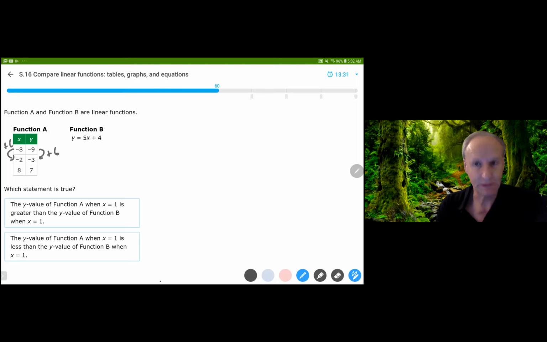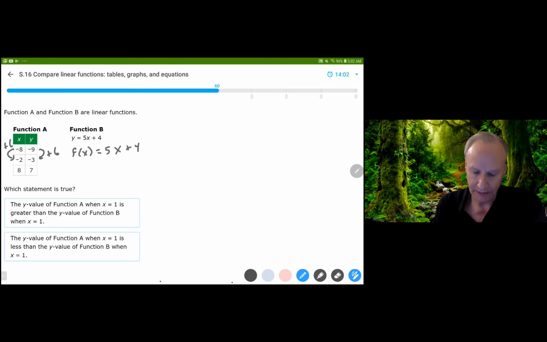So I'm going to need the equation of function A in order to find out the value when x equals 1. Basically, here's what they're asking for. They want to know what is the value of function B and function A when x is equal to 1. And the way that you do that is you substitute 1 in for x. One way to write this function is like this: f of x equals 5x plus 4. There is absolutely no difference between the y and the f of x.